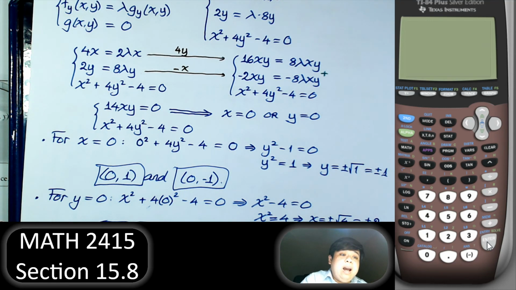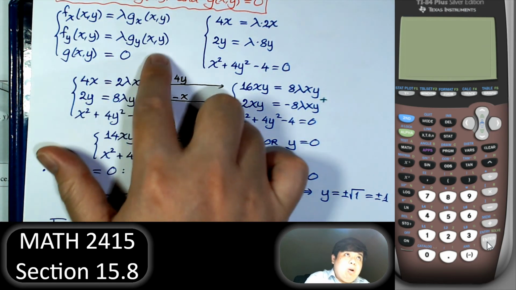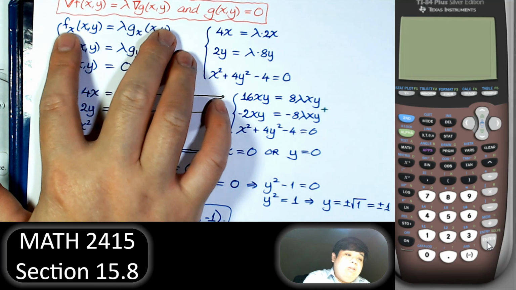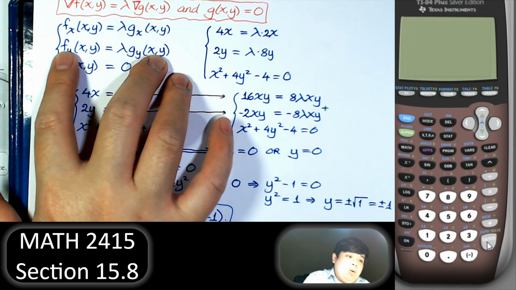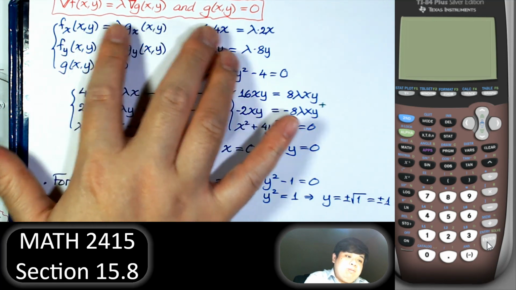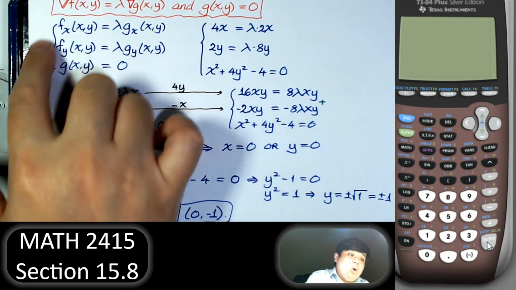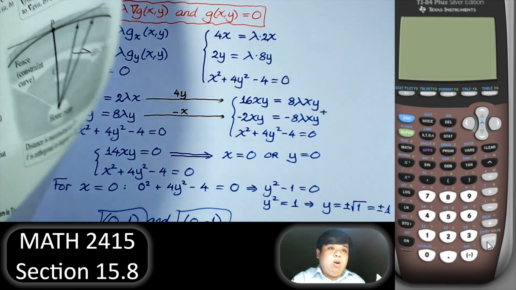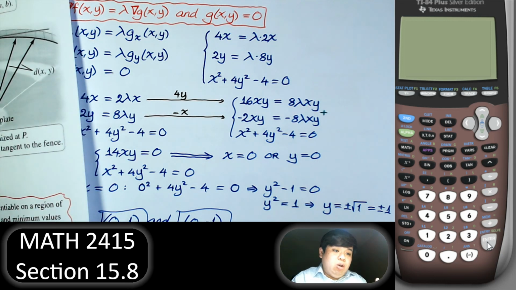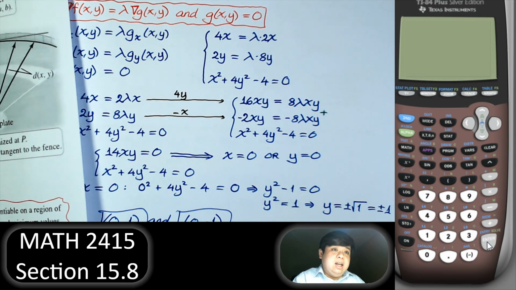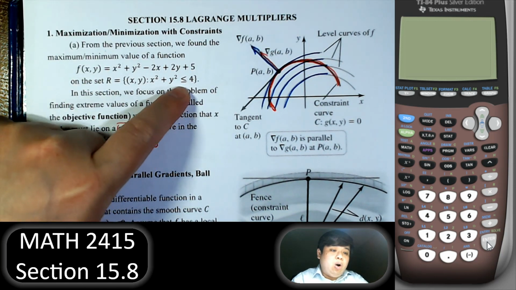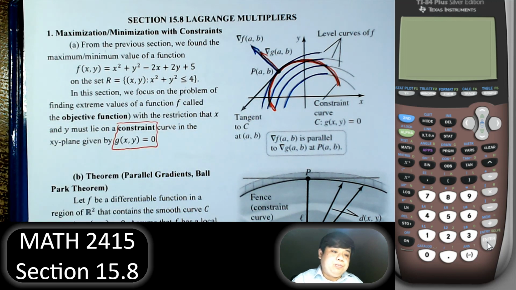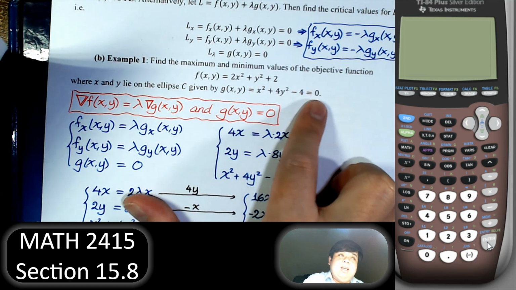And finally, I just want to emphasize that the problem is pretty much this: the partial derivatives of f and g must be multiples of each other. The partial derivative with respect to x and with respect to y must be a multiple of the other, and then the constraint itself. Those together are the system of equations for the Lagrange multiplier. We use the Lagrange multiplier to find the maximum and minimum of an objective function on the boundary.